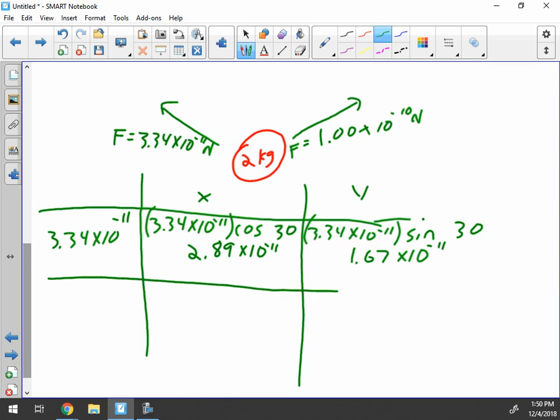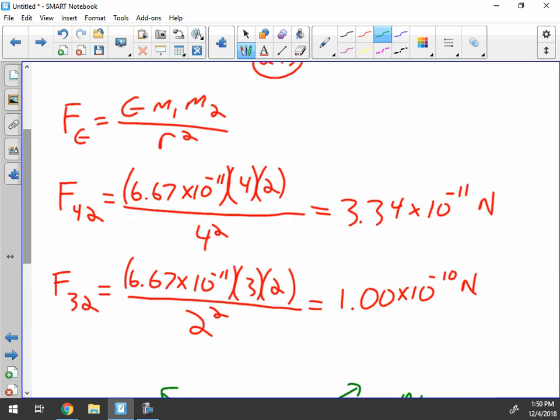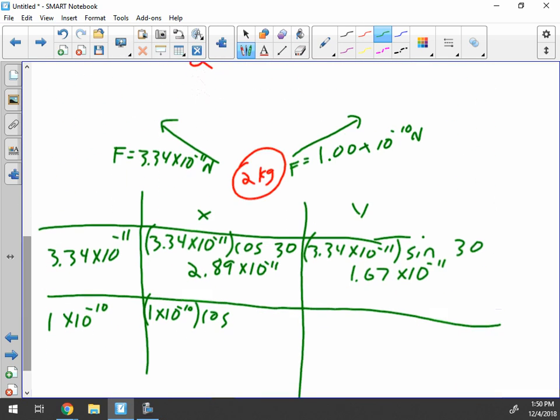And we'll do the same thing for my other force. My other force is 1.00 times 10 to the negative 10. So for the x part, we would have 1 times 10 to the negative 10 times cosine of our angle. And if we go up, we can see the angle is also 30 degrees, 30 for both. We would have 30. Punch that in, and we get 8.66 times 10 to the negative 11. And for the y, we have 1 times 10 to the negative 10 times sine of 30, and that is 5 times 10 to the negative 11.